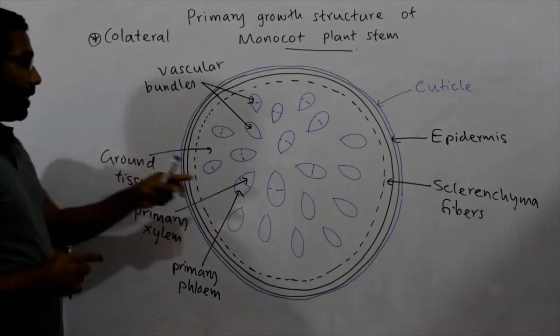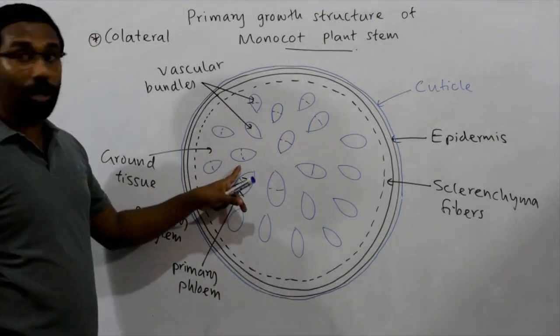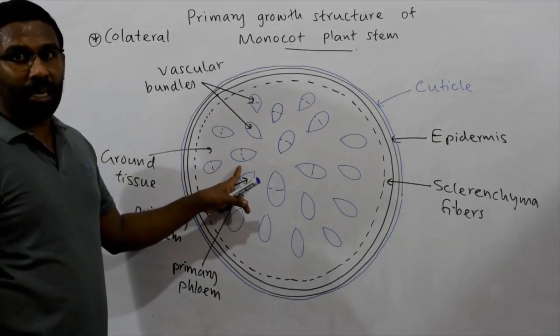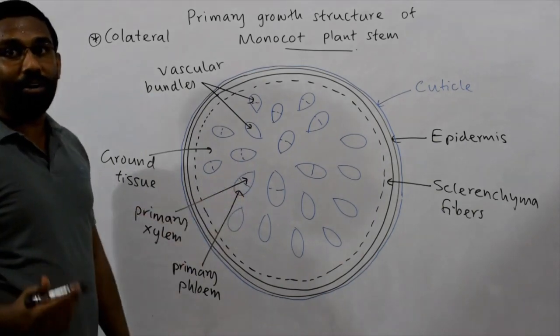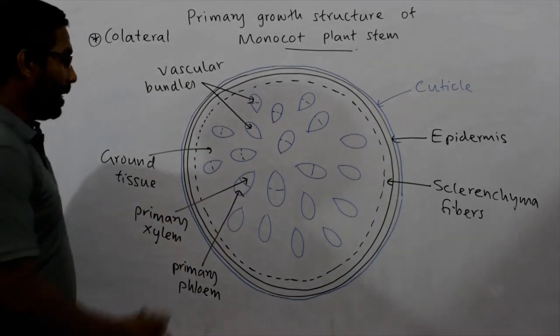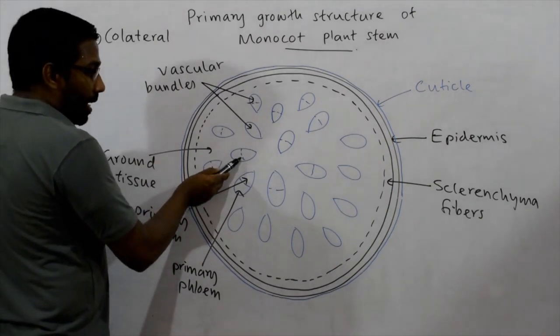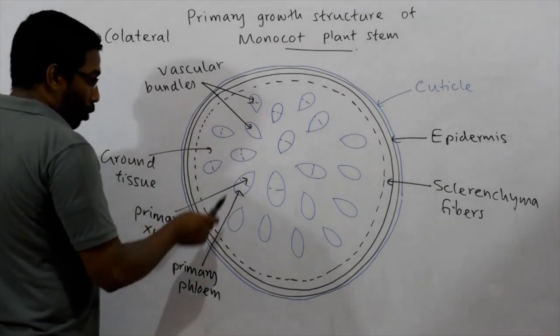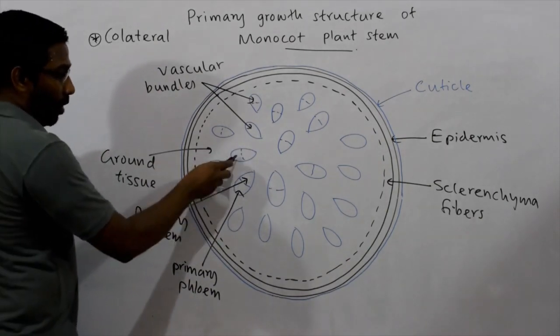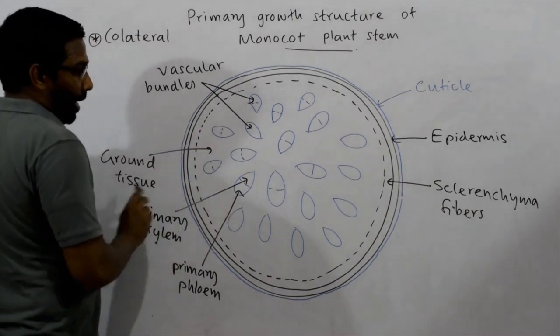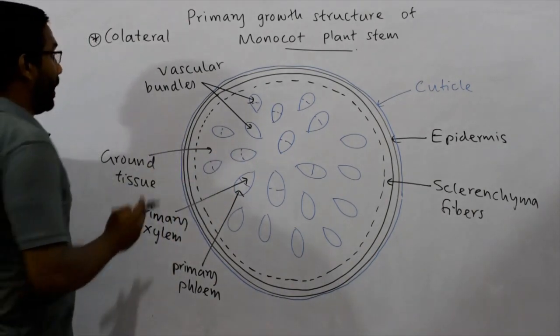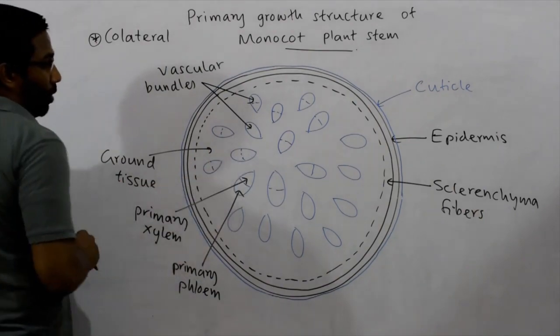But remember, here there is a difference. There is no intravascular cambium. In dicot stem, there is an intravascular cambium, but here there is no intravascular cambium or parenchyma tissue layer. Therefore, I indicate the region that separates xylem and phloem as a dotted line. Actually, there is no tissue layer. That's why I indicate it as a dotted line.